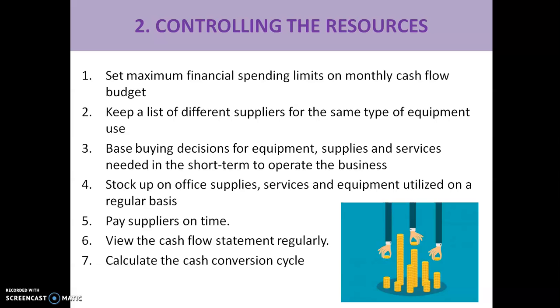A list of easy to comprehend tips can motivate you to closely examine the resources that impact your savvy business lifestyle. So here you need to set maximum financial spending limits on monthly cash flow budget. You need to keep a list of different suppliers for the same type of equipment used. You need to base buying decisions for equipment, supplies and services needed in the short term to operate the business. You need to stock up on office supplies, services and equipment utilized on a regular basis. You need to pay suppliers on time. You need to view the cash flow statement regularly and also calculate the cash conversion cycle.